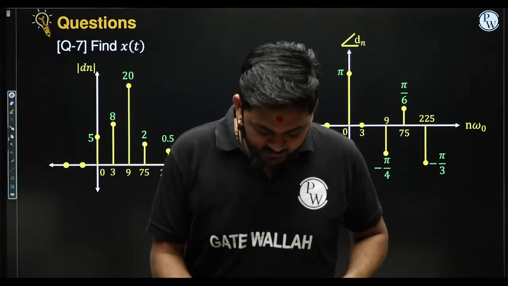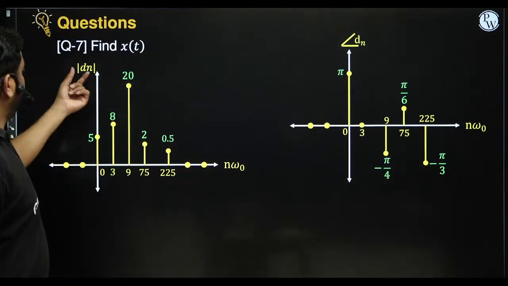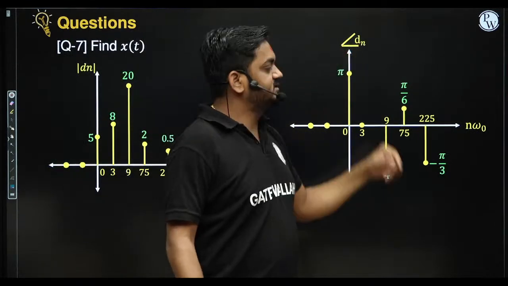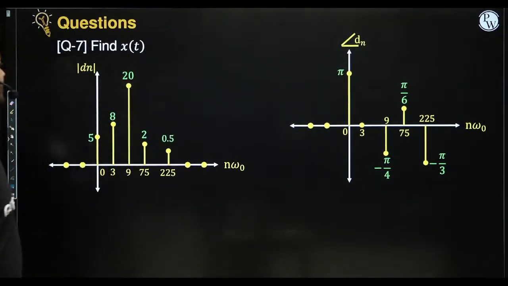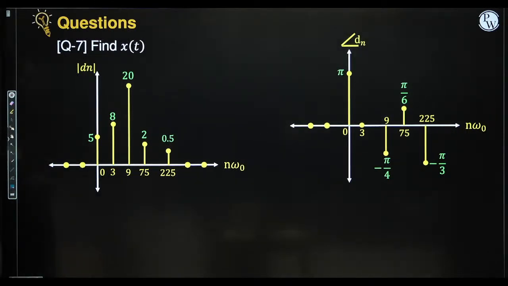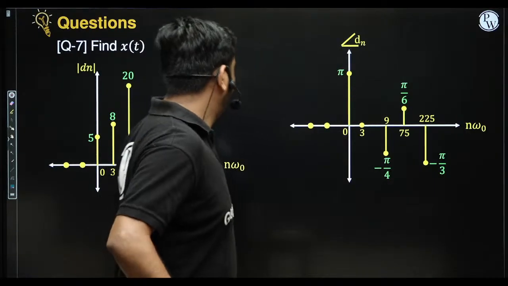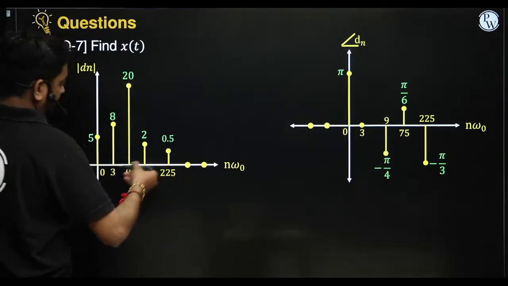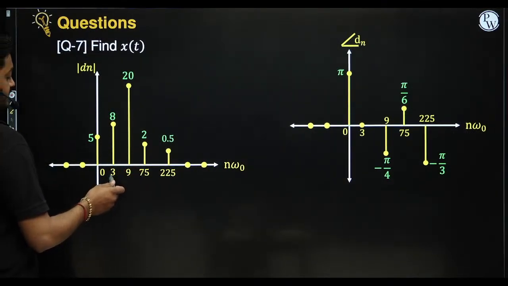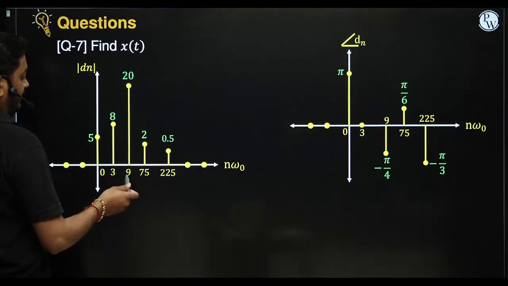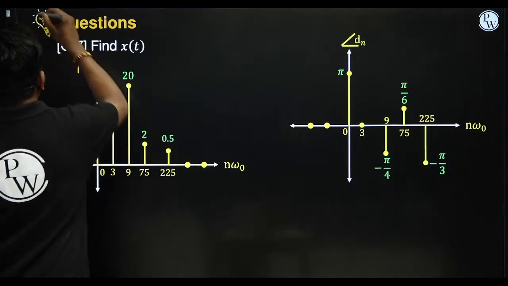Here the magnitude spectrum mod Dn and the angle of Dn are given, and from this we have to find x of t. It is a reverse type of question: the coefficient values are given and we have to find x of t. On the x-axis, instead of n, they give n omega 0. So this is the first frequency. n omega 0 equal to 3, 75, 225. The fundamental frequency should be given.